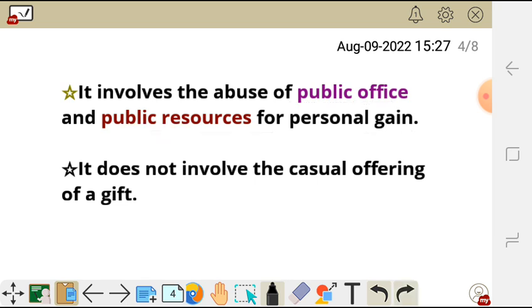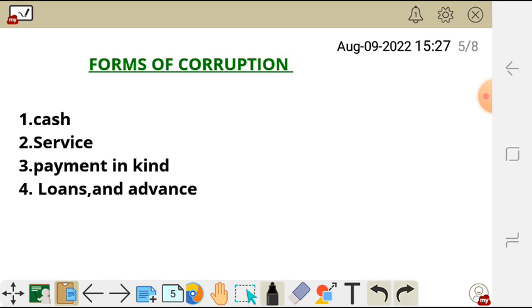That is, officials or people in offices can abuse their offices and the public resources for their personal gain, and that is what we call corruption. It does not involve the casual giving or offering of a gift. So if you give a casual gift to an official, then that is not corruption. So that was the definition of corruption, but let's also look at some forms of corruption.